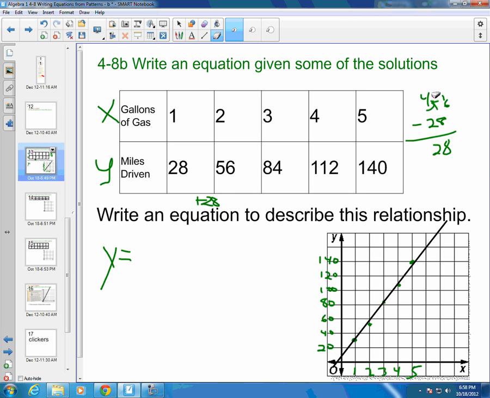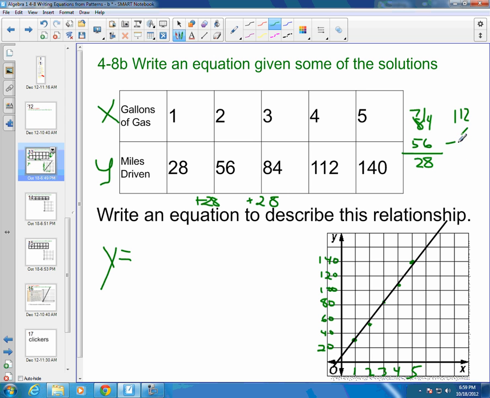I'm going to do the same thing with the next one. I need to take 84 minus 56. That's 28. So I added 28 here. Then I'm going to take 112 minus 84. That's 28 as well. So I'm adding 28 again. And if I take 112 and I add 28, I do get 140. So I added 28 each time.